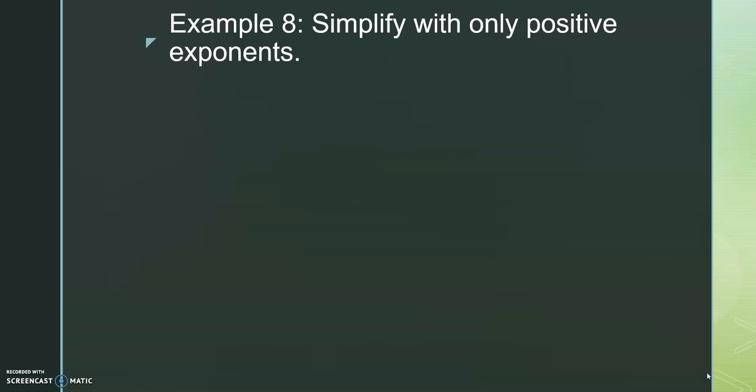Example 8. 6 squared times a to the negative second b to the third divided by 3a b to the fourth. 6 squared is 36. We'll keep b cubed in the numerator, and to the denominator moves the a squared.